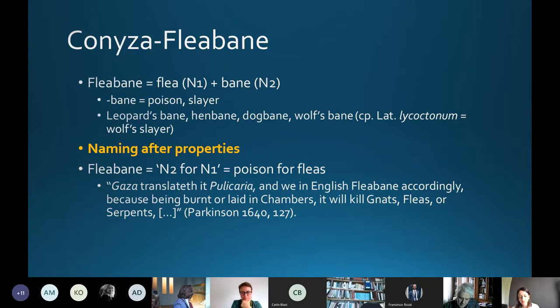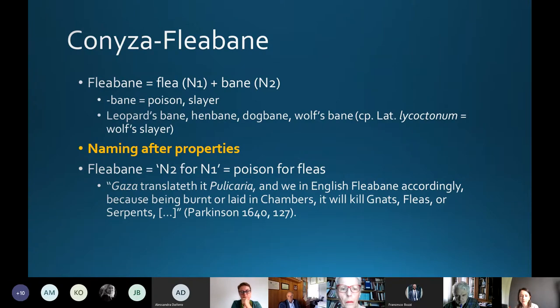They are interesting as exocentric compounds in that the determinatum, or in other words, the plant, remains outside the combination. It is not called flea herb, but fleabane. And we can also note that the name does not really define any particular physical feature of the plant, but rather the plant takes its name after one of its properties, effects, or functions. Morphologically, some of these coinages are genitive compounds, but semantically, the relationship between the two nouns may be understood as N2 for N1, as you see on the slide, so poison for fleas.